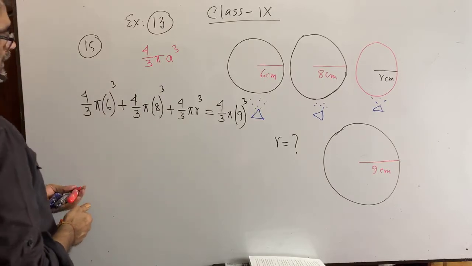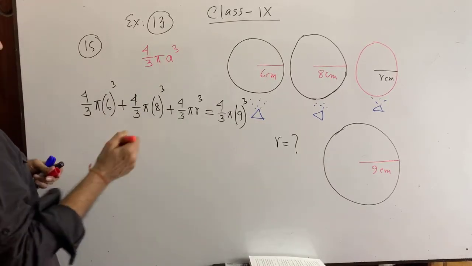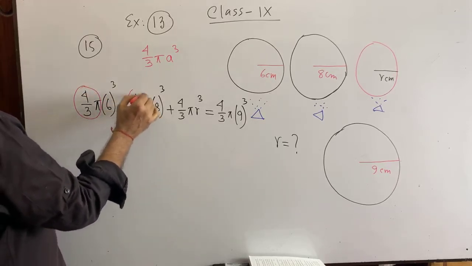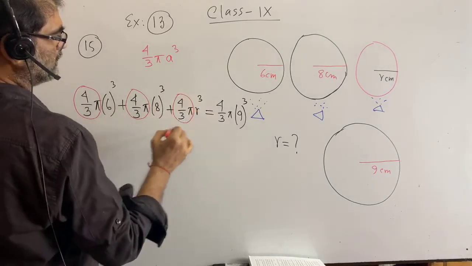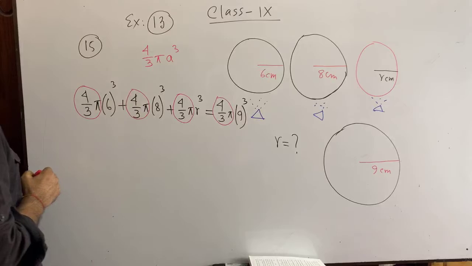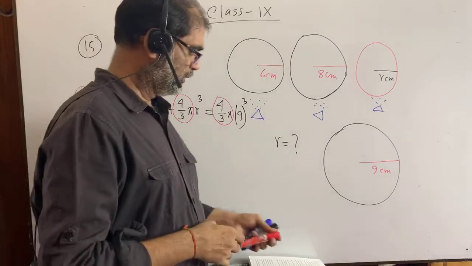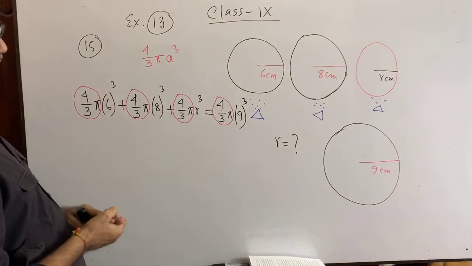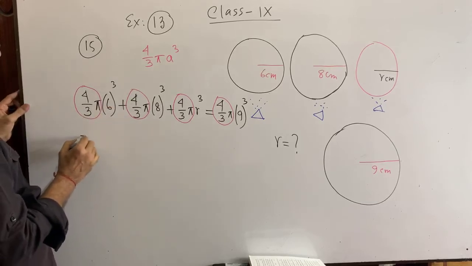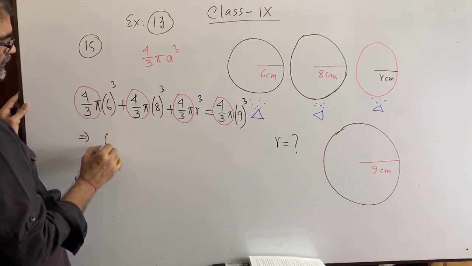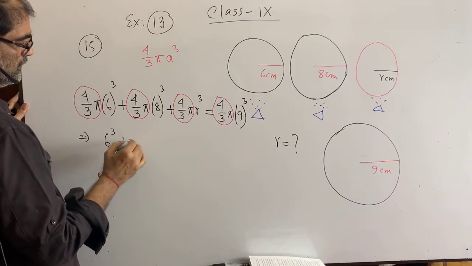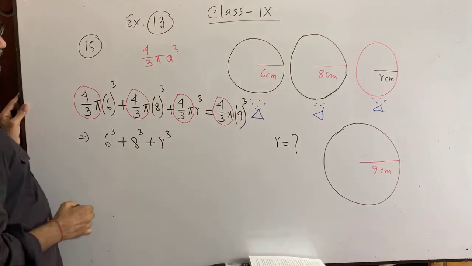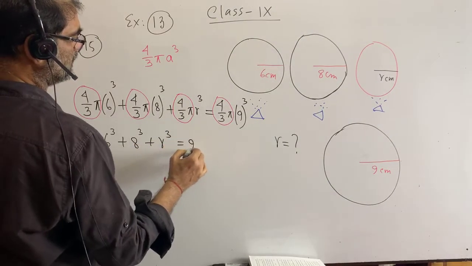Okay. Now you see, everywhere in this equation we are getting 4 by 3 pi. Right? Now we can divide both the sides by 4 by 3 pi. Then we will be left with 6 cube here, 8 cube here, r cube here, and here it is 9 cube.